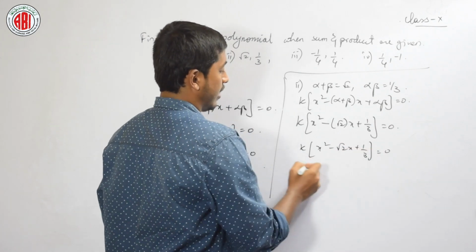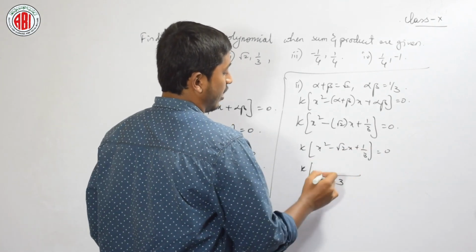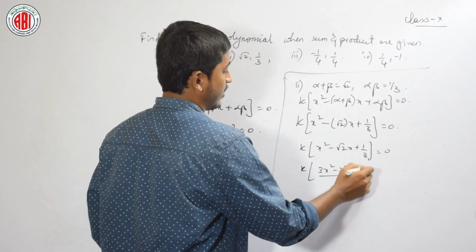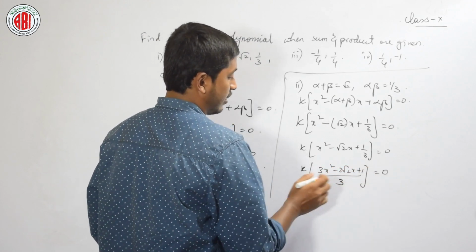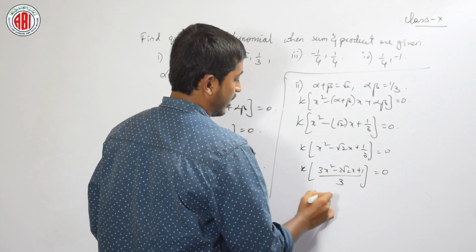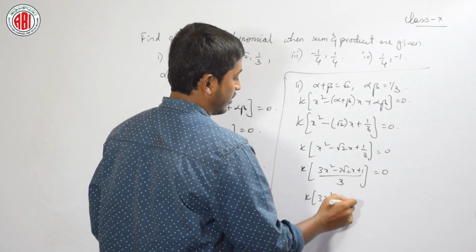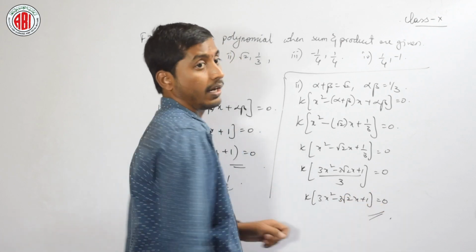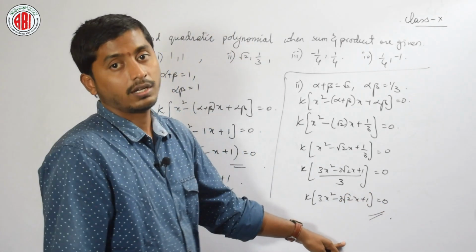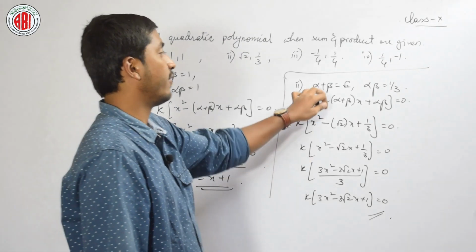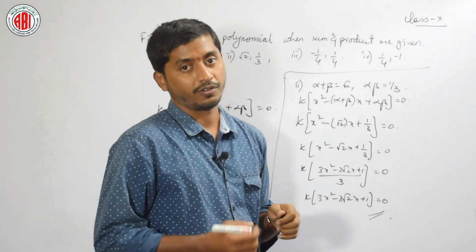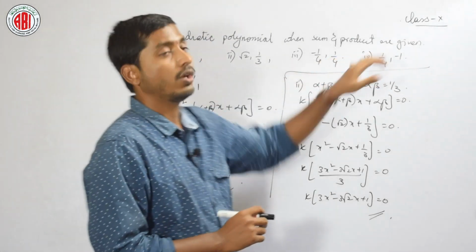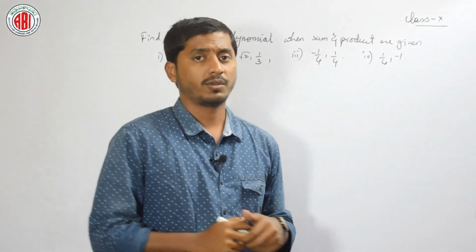Let us take 3 as the LCM. LCM 3: 3x square minus 3 root 2 x plus 1. That is, we can write the equation as 3x square minus 3 root 2 x plus 1 is equal to 0, right. This is the quadratic polynomial for the given sum of roots and product of roots. Is it clear? Now let us solve the remaining two problems. Okay, what is the third question given?